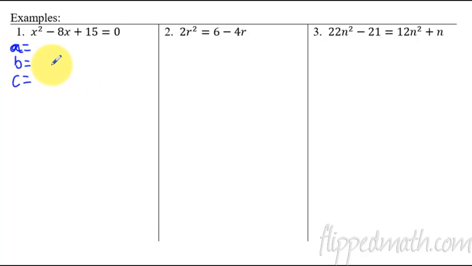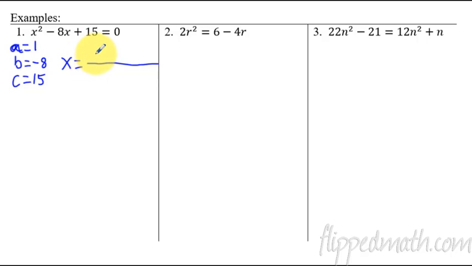Okay, so what's a, b, and c equal? A here is the leading coefficient, which is a 1. B is a negative 8. And then c is 15. So now that we have those things, we're going to set it up in the quadratic formula. X equals, all right, I'm going to write out this big long fraction.